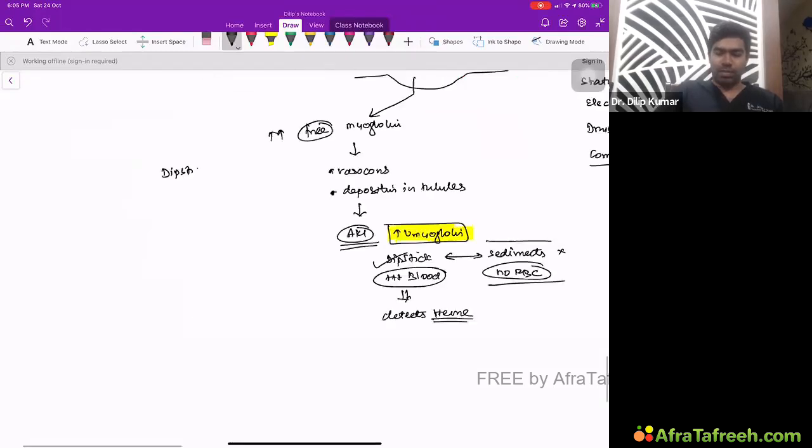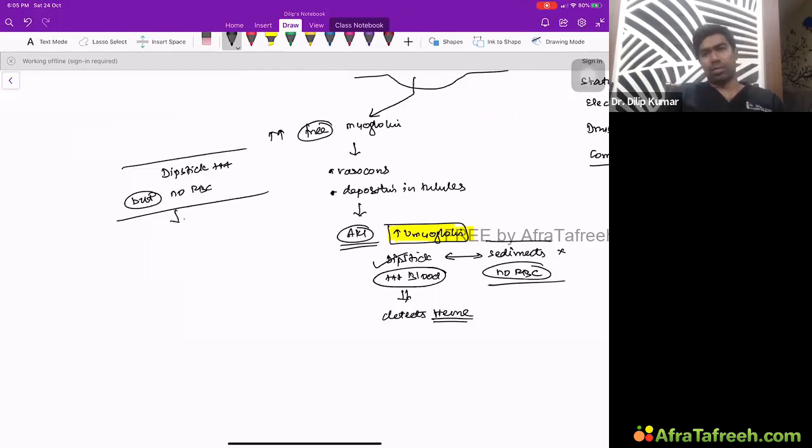Dipstick positive for heme with no RBCs in the urine. So there are only two differential diagnoses. It could be free hemoglobin or free myoglobin. In this setting, I can diagnose this: either it's a hemolysis or it's a rhabdomyolysis.